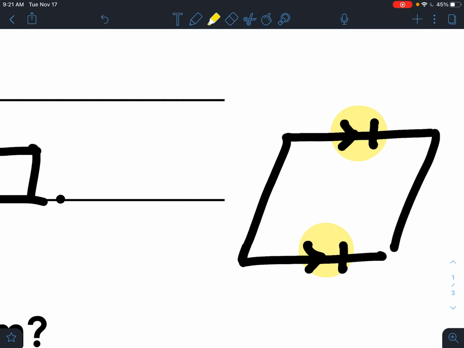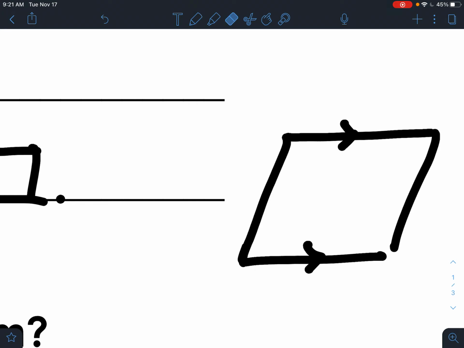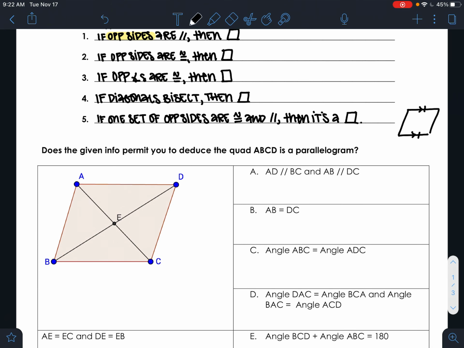And they have to be on the same side. You can't split them apart and have those 2 sides be parallel and these 2 sides be congruent. That's no bueno. You can't do that, okay? So you have to have it so that those are along the same side. So those are the 5 different methods of proving it as a parallelogram, okay?